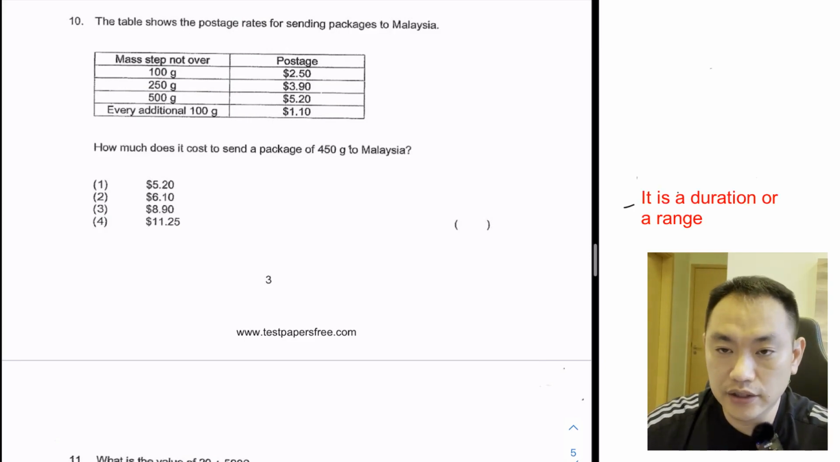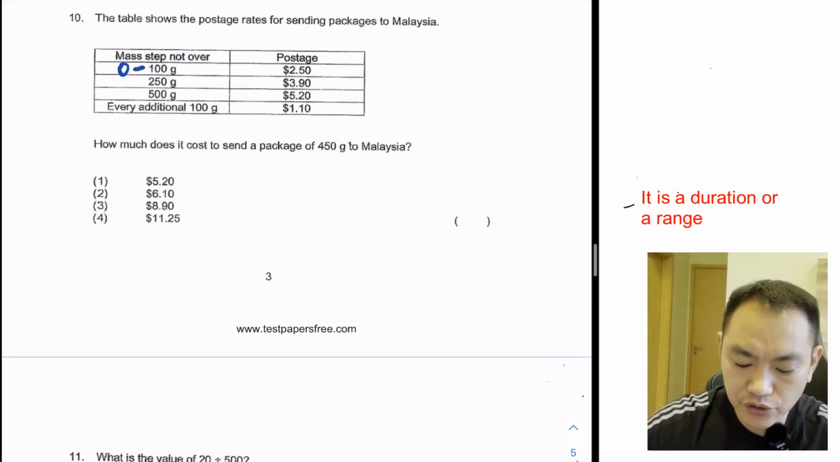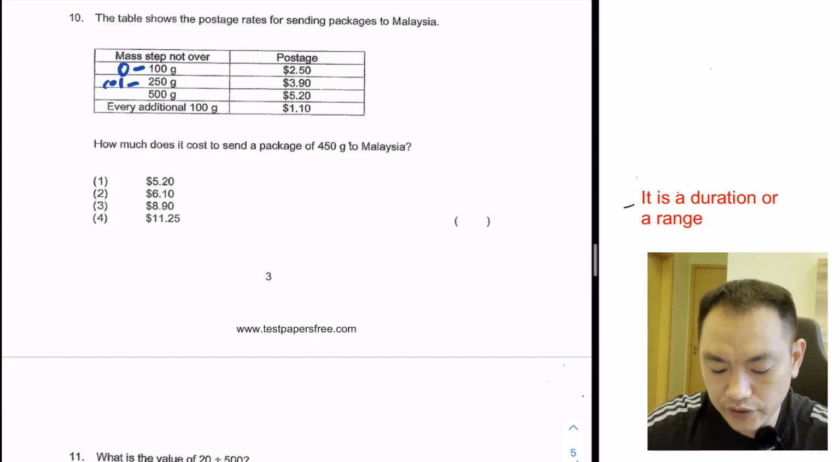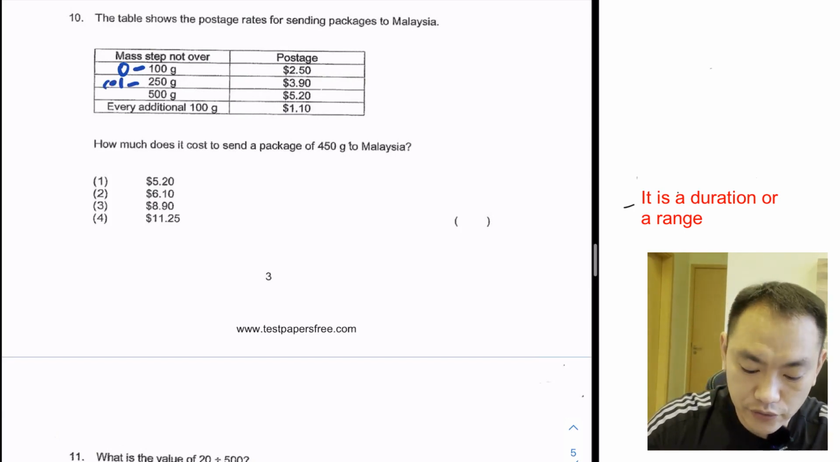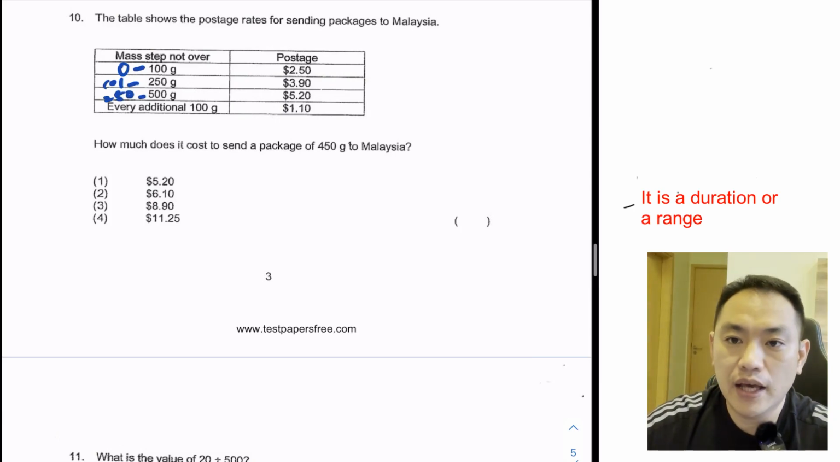It's a duration actually. Some of the people will understand. So if it's 100 gram, it's 2.5. So if it's a 200 gram, it will be 2.5 times 2. No, that's not right. The table basically shows you the duration. Which means from 0 to 100 gram is 2.5, and then from 101 to 250 gram is 3.9, and so on and so forth. So the third one is 250 to 500, which is 5.2. And if anything is above 500 gram, every 100 gram you need to pay 1.1 in addition.